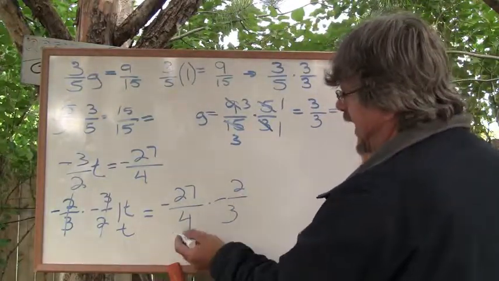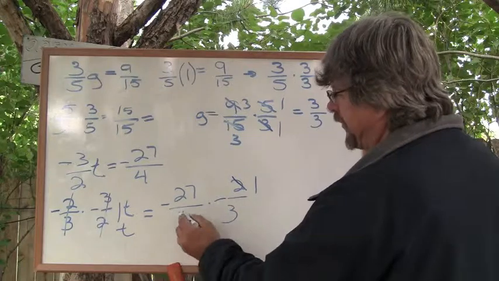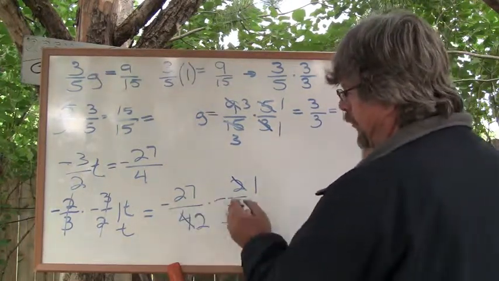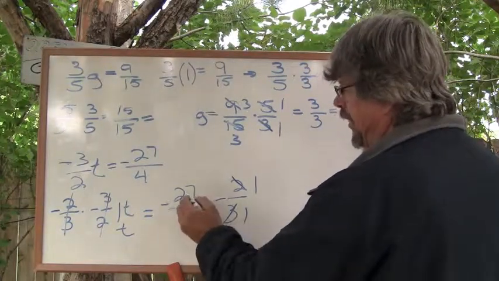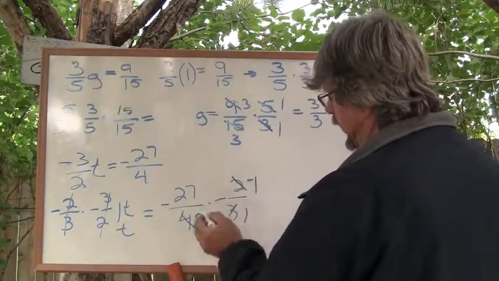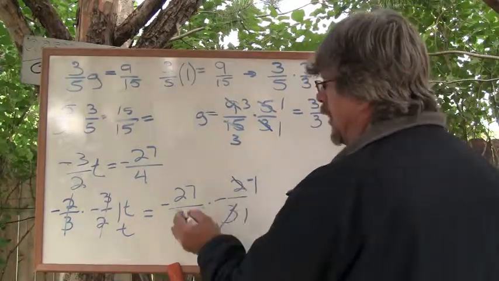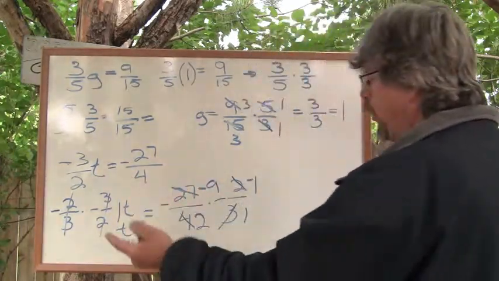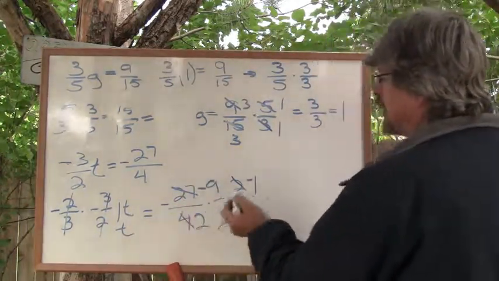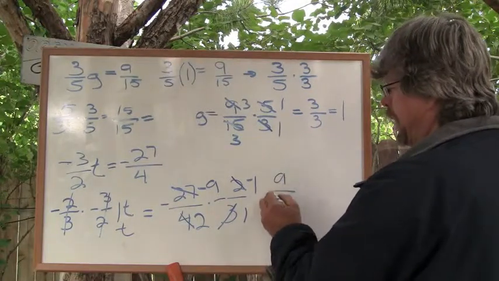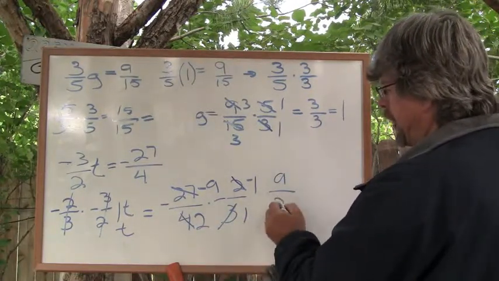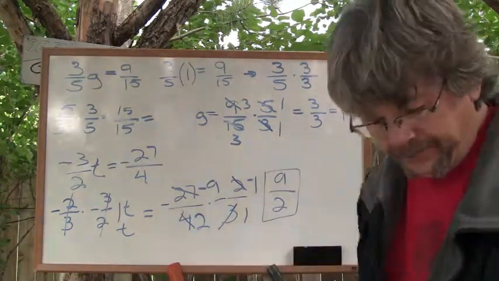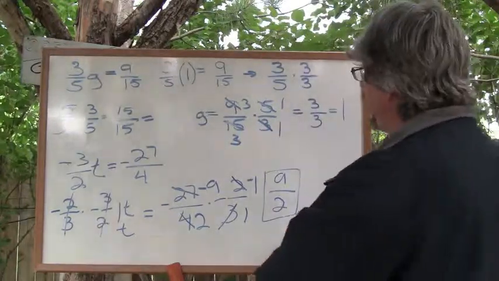2 and 4 can cancel. 2 can go into 2 once and into 4 twice. And you only cancel through diagonal. 3 can go into 3 once. That should be negative, sorry. That's a negative. And 3 goes into negative 27, negative 9. So we have negative 9 times negative 1 is 9. 2 times 1 is 2. And there's your answer, 9/2. Very fun stuff, isn't it?